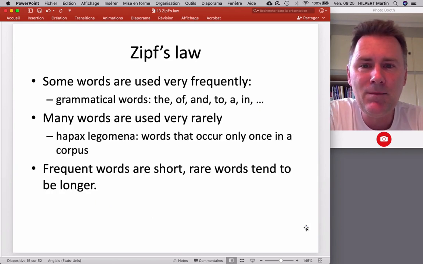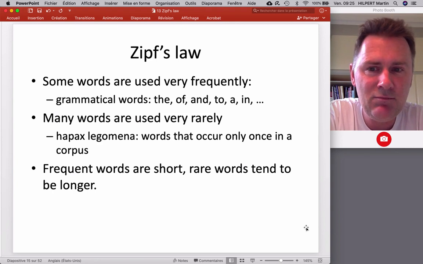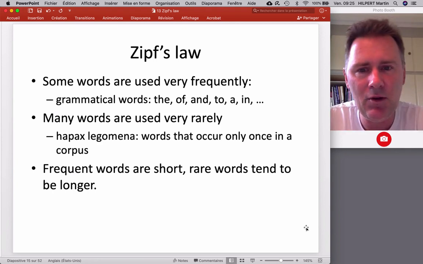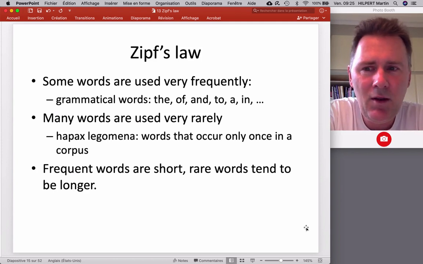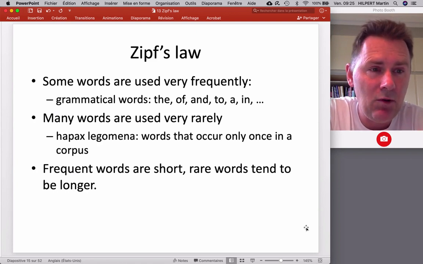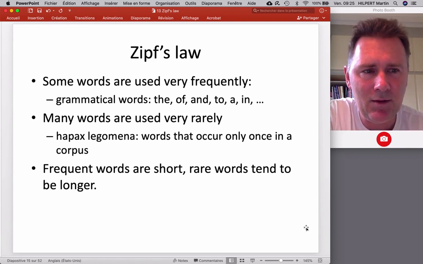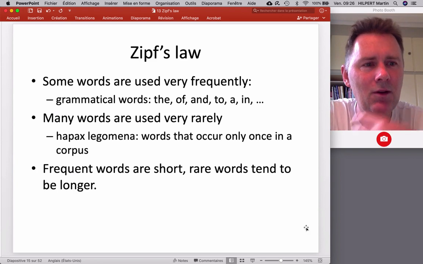Right. So what this means is that some words in a corpus are used very frequently, and these would ordinarily be the grammatical words, like in English we have the, of, and, to, a, in, and so on and so forth. And many, many words are used very, very rarely. And we've already talked about hapax legomena, words that occur only once in a corpus. Any given corpus will have many, many hapaxes and only a select few that appear lots and lots of times.